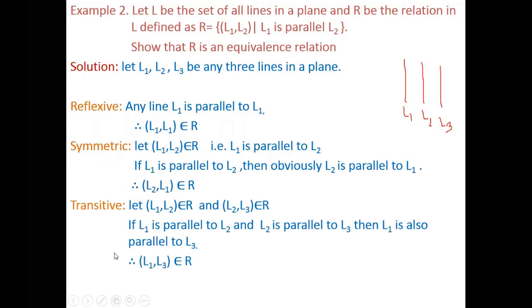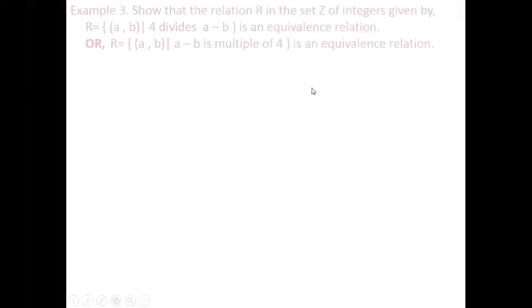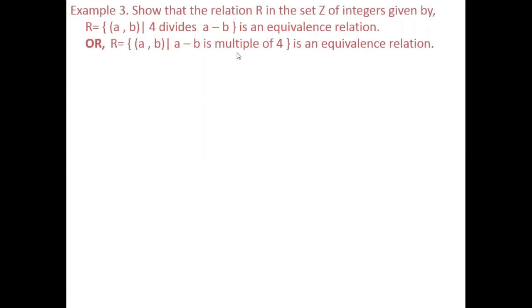So from here we can conclude that this relation R satisfies all the conditions of reflexivity, symmetry and transitivity. So ultimately we can say R is an equivalence relation. Now example number 3. Show that the relation R in the set of integers given by R equals the ordered pair (A, B) such that 4 divides A minus B, or you can say A minus B is a multiple of 4.